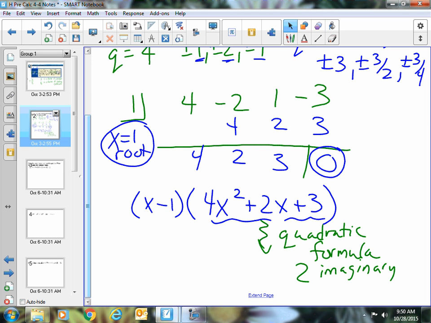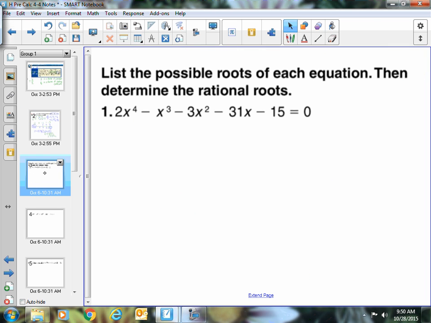Okay, so we're not going to actually do quadratic formula right now. I know you know how to do that. I want to focus today on how we can check those rational ones. All right, so let's try another one. So it says list the possible roots for each equation and then find the rational ones.